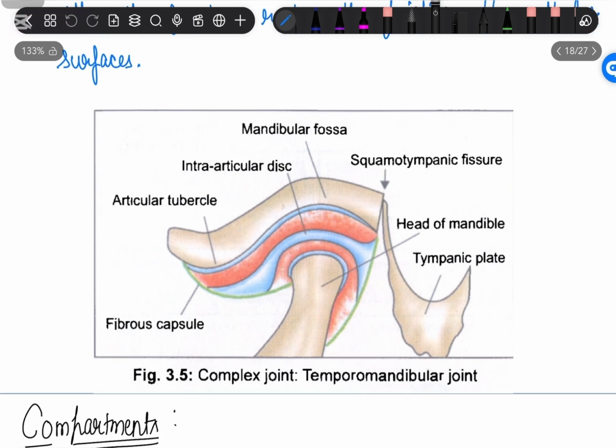In this diagram, you can see this is the head of the mandible. This is the mandibular fossa.